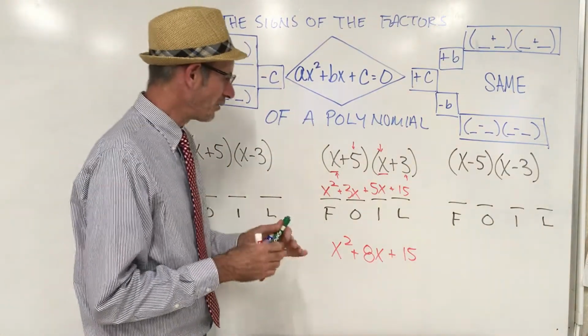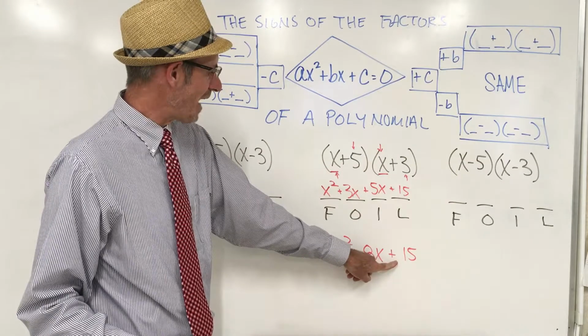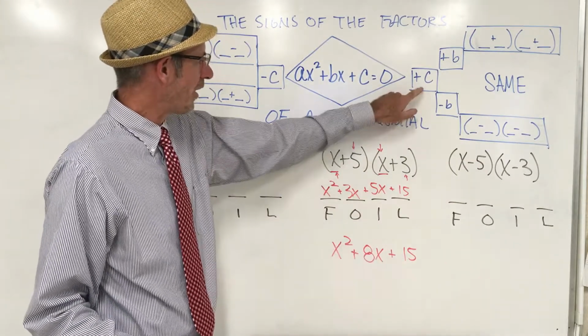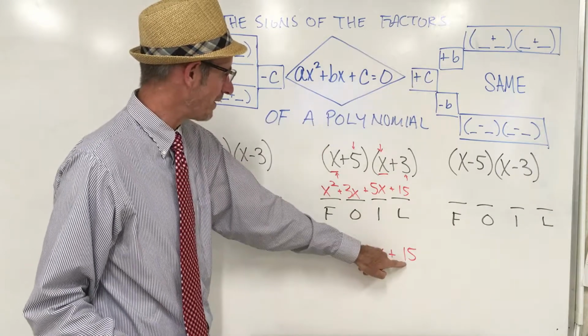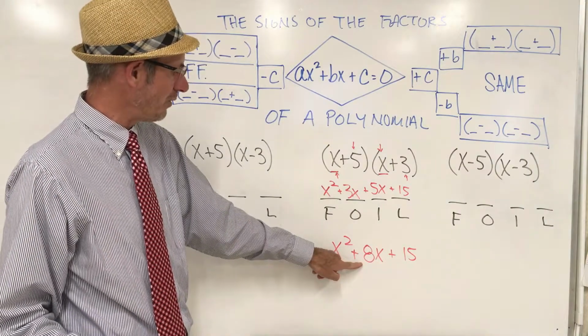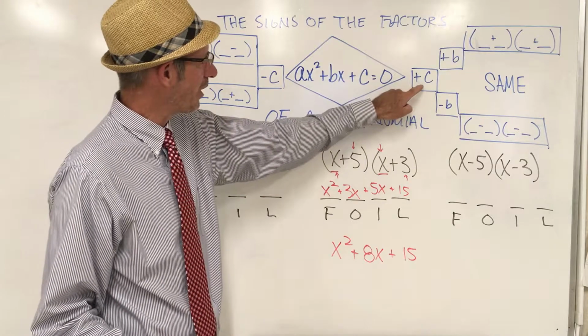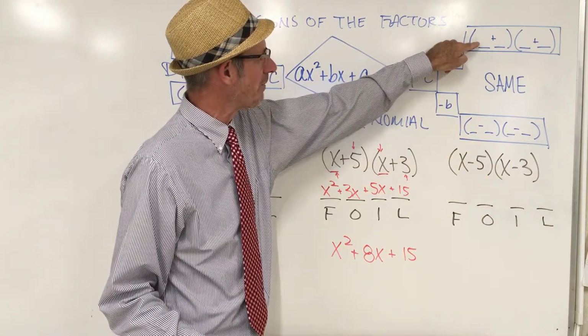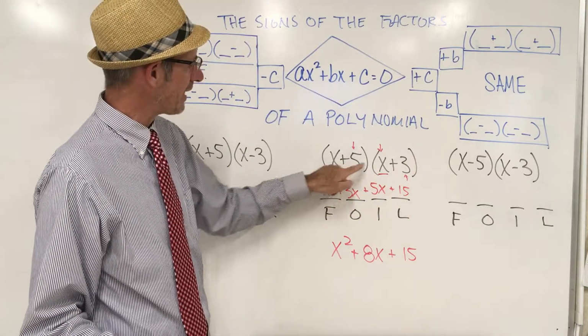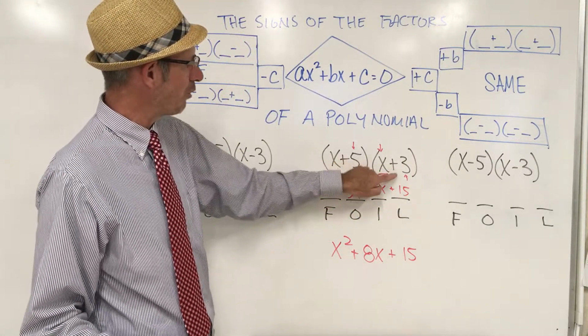So right now, this is what I want to look at. Our C value is positive. And when our C value is positive and our B value, 8, is positive, then we're going this way on the chart. And we know that in factored form, we will have a plus sign for both of our binomials.